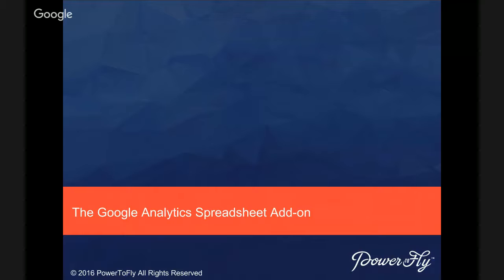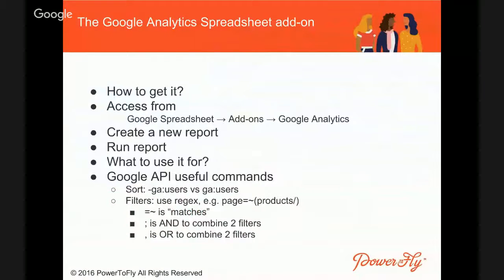But there is also a tip I have for you here. There's an easy way to do it rather than just use the download button and then import it. This is the Google Analytics Spreadsheet add-on. It's a long name, but it's a very cool feature. So how to get it?